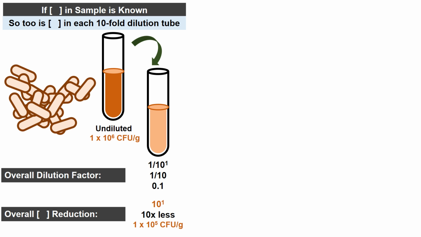Compare that to the original sample, where it's 1 times 10 to the 6th CFU per gram. Do you see how 1 times 10 to the 6th is 10 times more than 1 times 10 to the 5th? And 1 times 10 to the 5th is 10 times less than 1 times 10 to the 6th, okay? In fact, it's 1 power of 10 less, 10 times less. 1 power of 10 is 10. So I took 6 and I subtracted 1 and I got 5, and that's where 1 times 10 to the 5th CFU per gram is. So we know our concentration in our first dilution tube. Let's keep going. Hopefully this will start to add up in your mind.